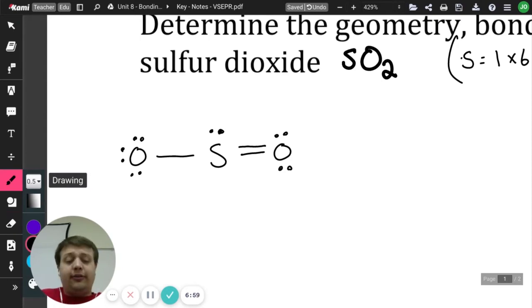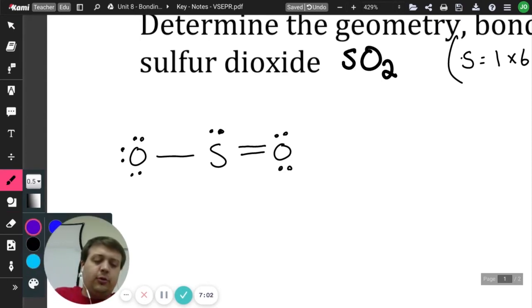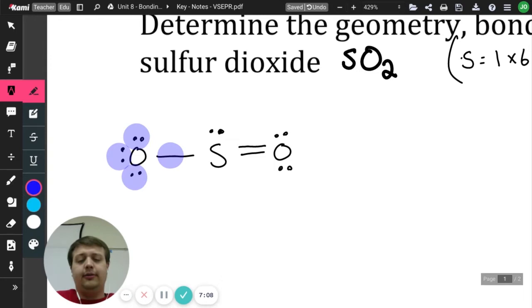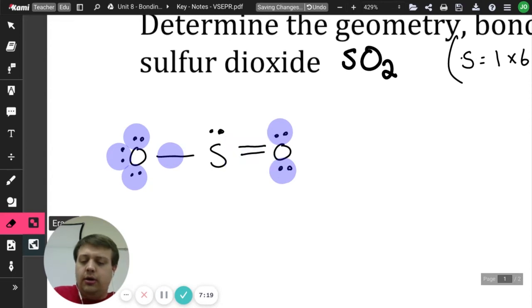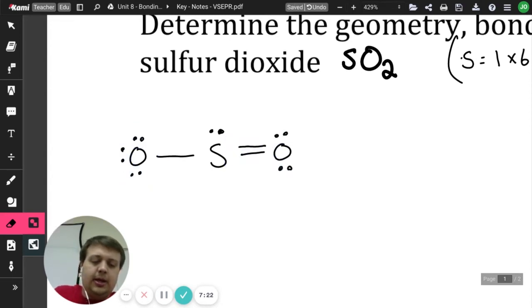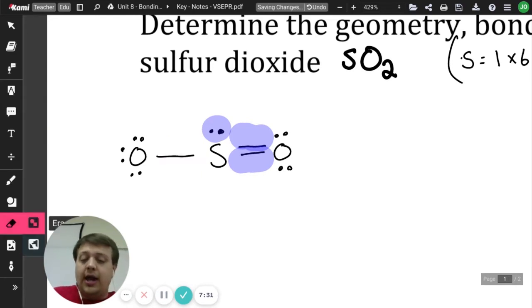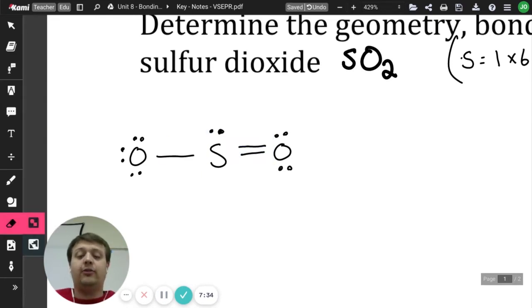Okay, now let's count up everything else again. So I have 2, 4, 6, 8. So that one's good. I have 2, 4, 6, 8. So that one's good. And then for our sulfur, I have 2, 4, 6, and 8. So everything is good there. They've all got 8, and we have 18 valence electrons. So this would be the correct Lewis structure. So now I need to figure out what my VSEPR shape would be.